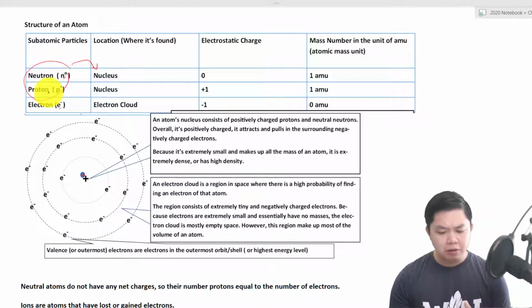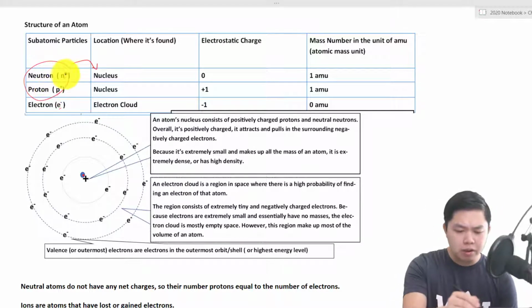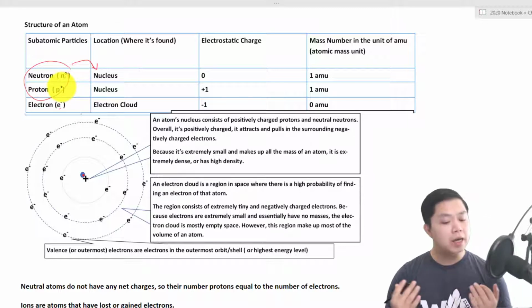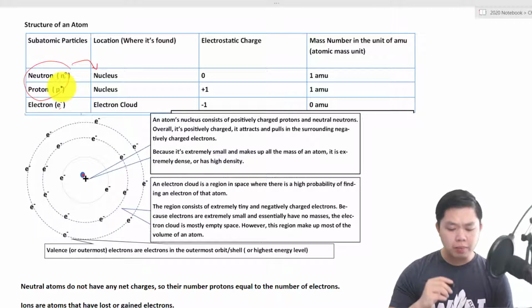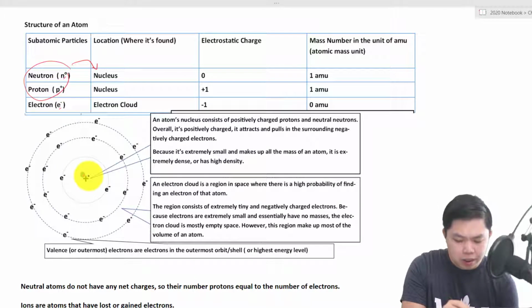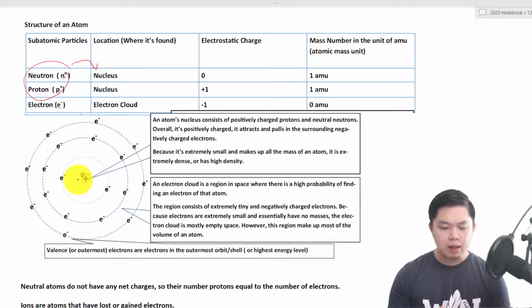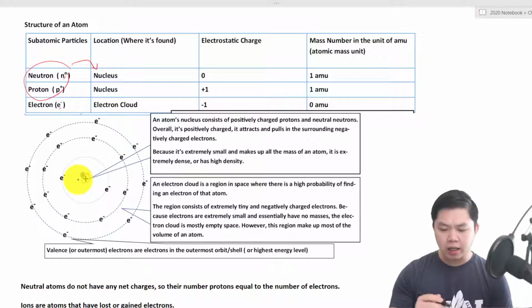So what does that tell you? If you have zero charges and positive charges, it has a net charge of positive. So the nucleus always has a positive charge. That's why we have this big positive right there. And then the charge for electron, again, is negative.